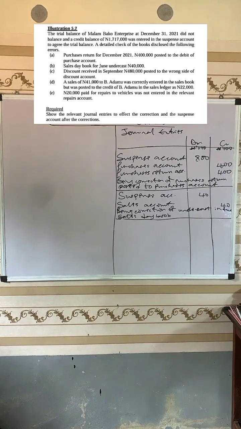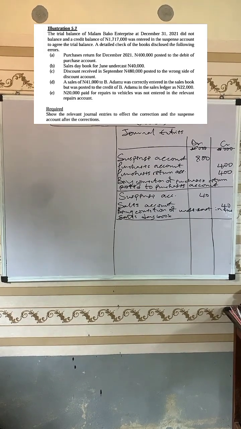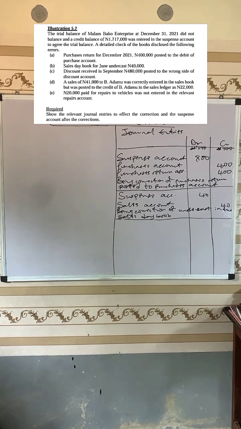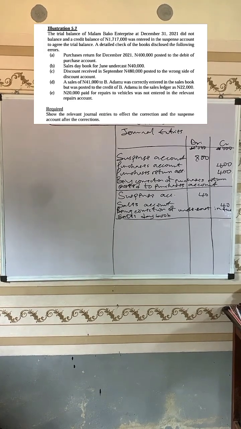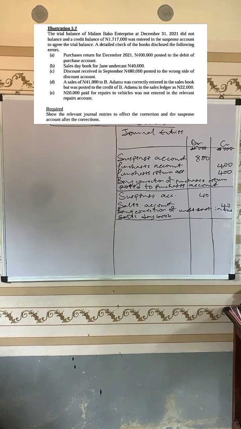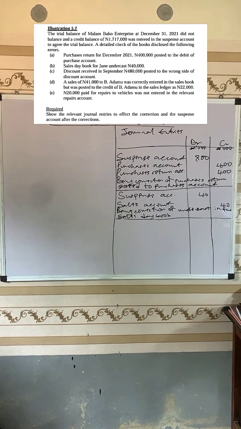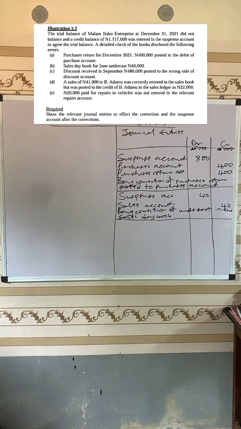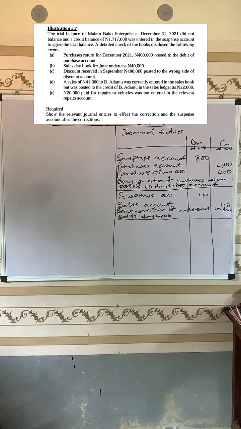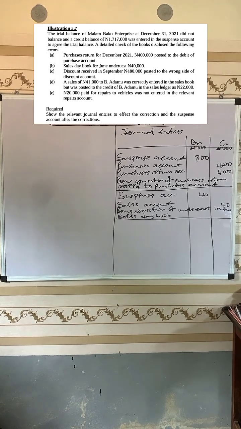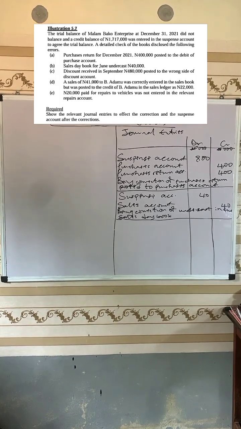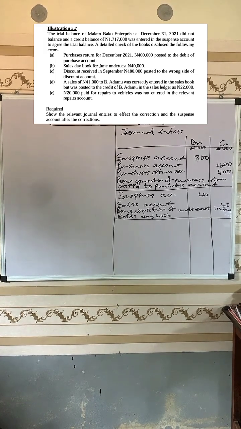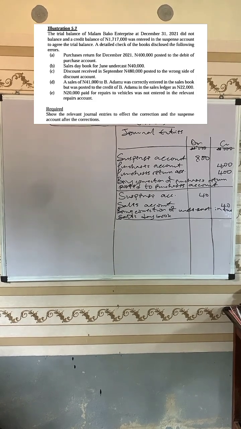The next one: discount received in September, 480,000 naira, posted to the wrong side of the discount account. Normally, discount received is an income, and income accounts are meant to be credited. But in this case, it was posted on the wrong side of the account, which means it was debited. To correct it, we have to put it on the right side of the account. But remember, whenever there is a reversal error, if you want to correct it, you have to multiply the error by 2. That means the discount of 480,000, you multiply it by 2, that will give us 960,000.